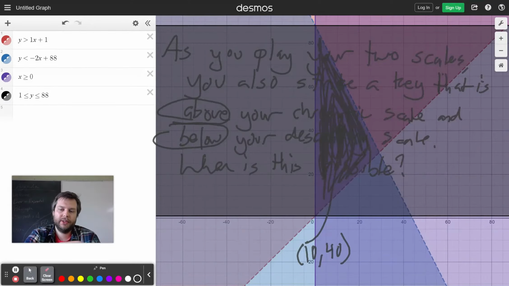So I hope that's helpful to see some systems of equations and some systems of inequalities and how you can adapt something that you already have to make a new word problem that's related to it.